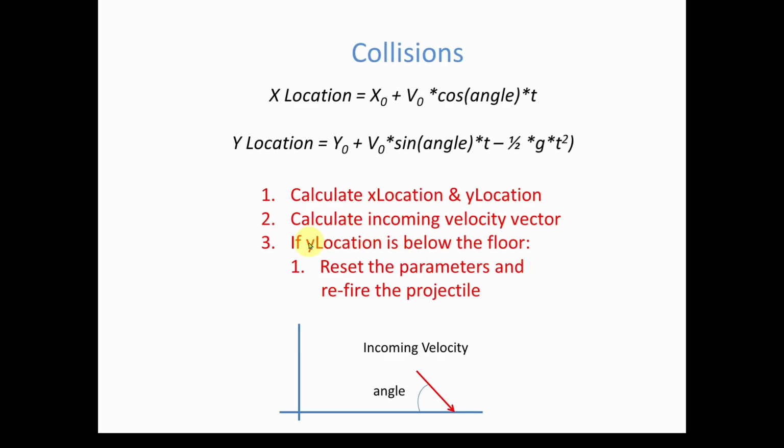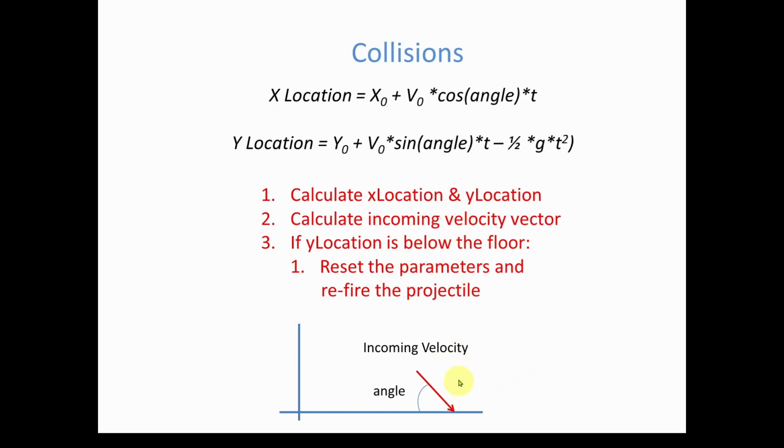Now, we're going to have to do a detection of collision. If the y location is at or below this floor, we're going to say, hey, we've got a collision. And we're going to have to change the velocity of the object to represent this new vector going off in another direction. So we're going to have an if the y location is at or below the floor, we're going to have to recalculate the initial conditions.